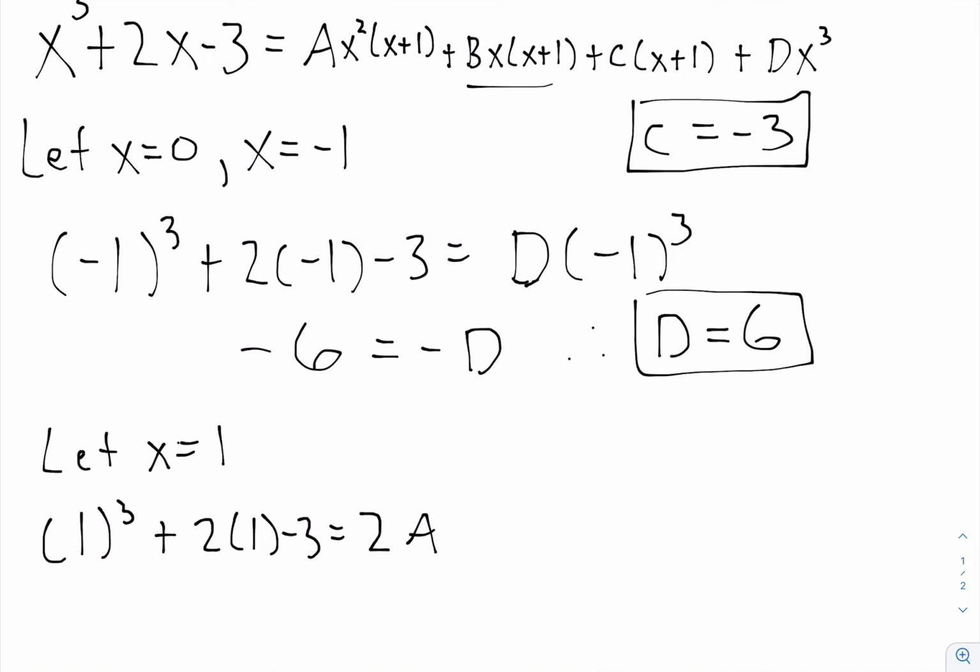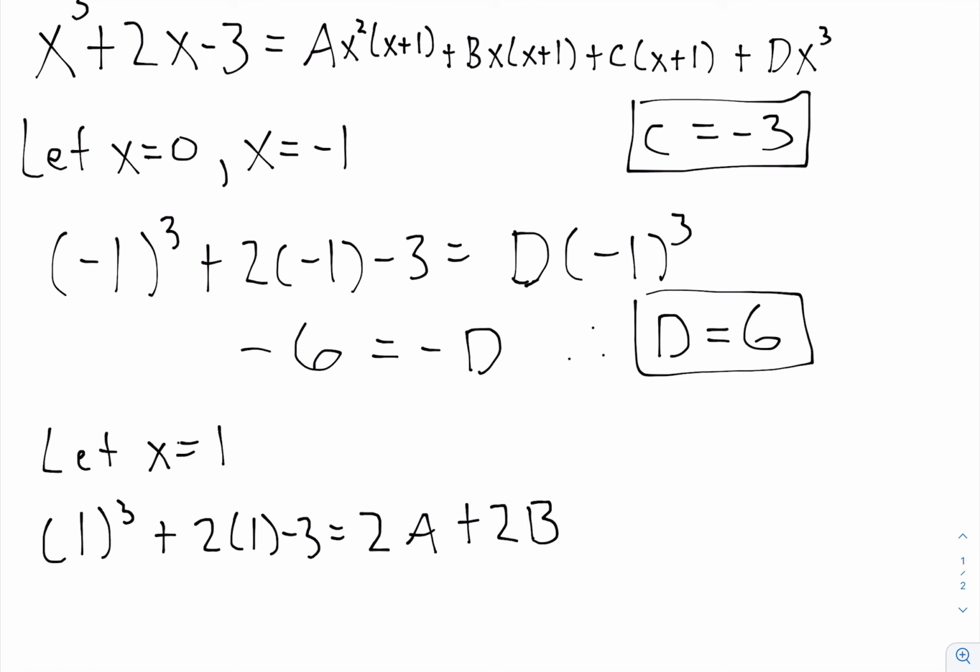Right, and we're going to get the same thing here, so it's going to be plus 2b. Okay, and we already know what c and d are. So if this is c times x plus 1, remember c was negative 3 times 1 plus 1. So that's negative 3 times 2, so that's negative 6.